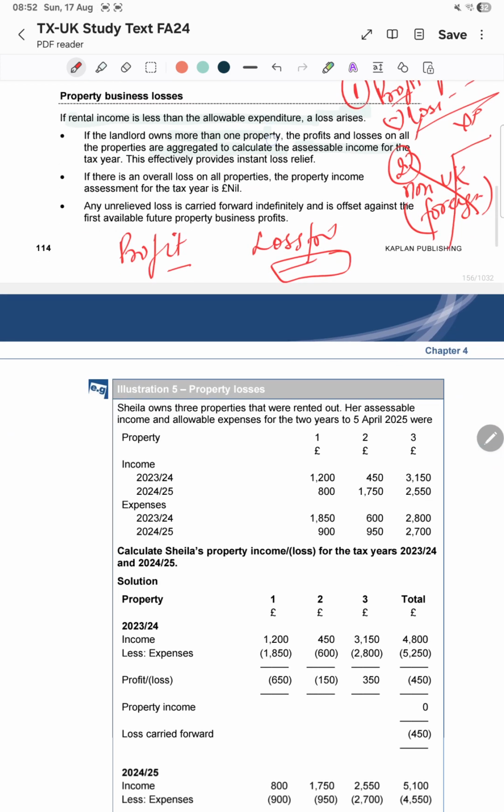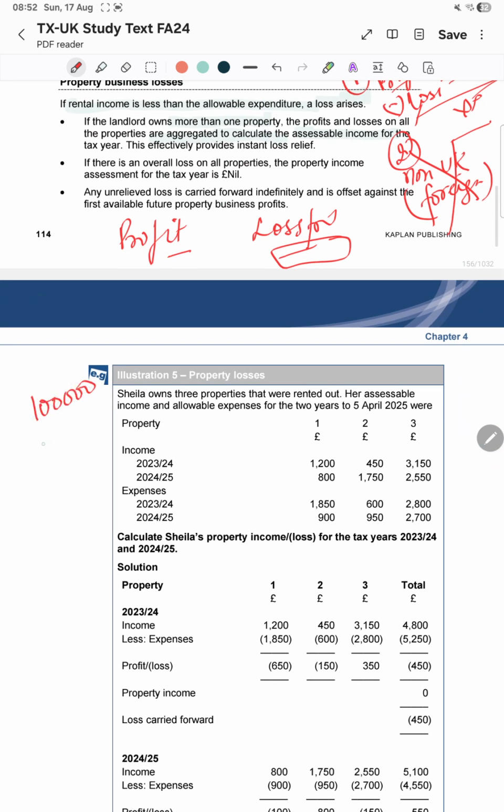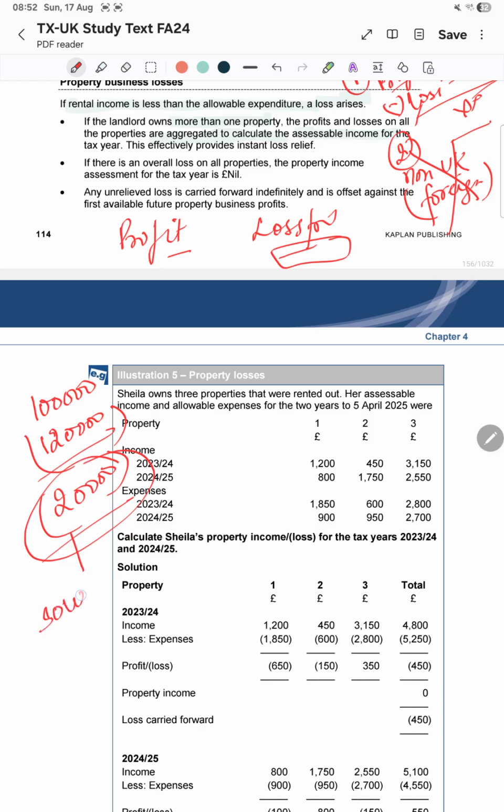But let's say the profit was 100,000 and the loss was 120,000. Can I take this 20,000 as a loss and set it off against other sources of income? No, this is not allowed. Rather, the income that will be shown in my statement will be zero, and this 20,000 can be carried forward for an unlimited period, because it's again simple that property loss will be set off against property loss only and not against the other incomes that the person is having.